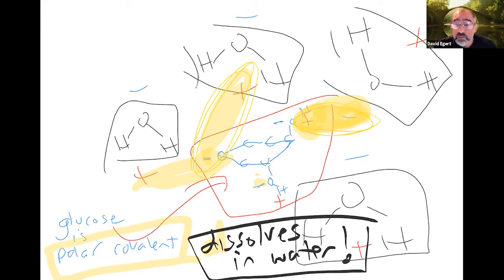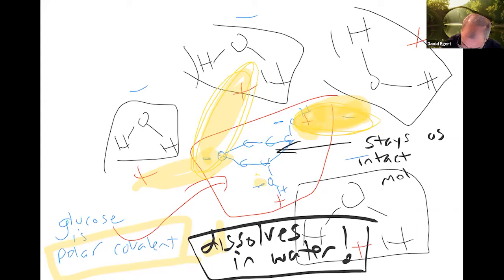It doesn't come apart. It's really important to realize it stays intact. We're going to see other cases of things that don't. But a polar covalent molecule will not fall apart. It will stay as an intact glucose, C6H12O6. But it will go and do this dance with all the water molecules with hydrogen bonding and just stay in solution.